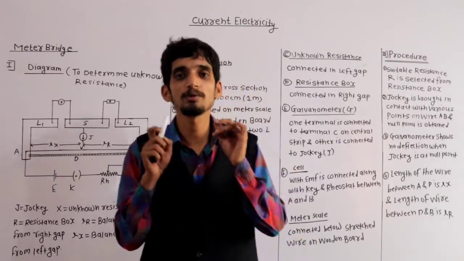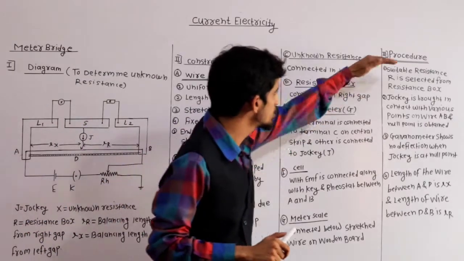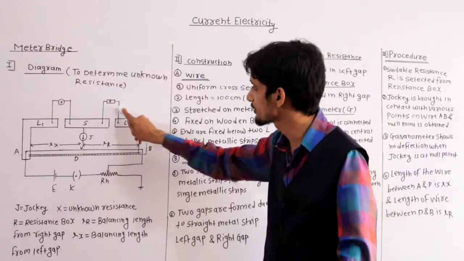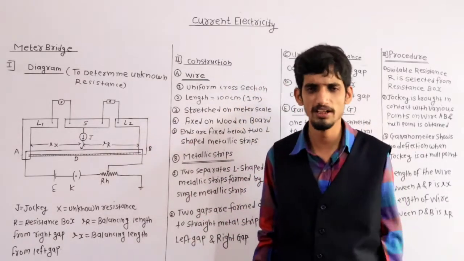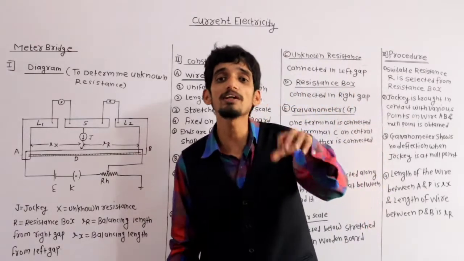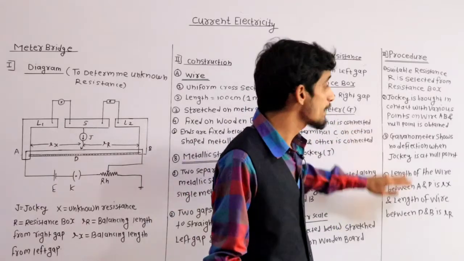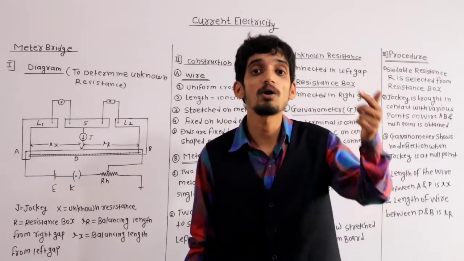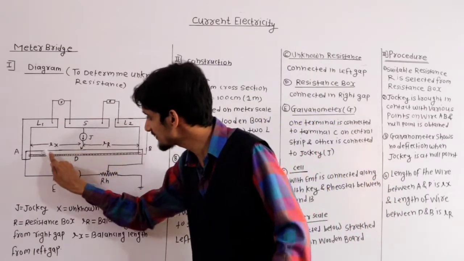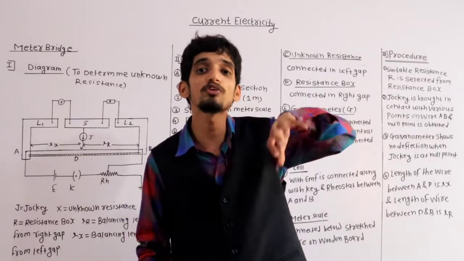Now procedure. What is the procedure for the meter bridge? This is important. Procedure means we have to select a suitable resistance from the resistance box, which is a known resistance that I already discussed with you. After selecting the known resistance from the resistance box, you have to place the jockey at different points on the wire. This jockey should be placed at different points on the wire, and we have to follow.